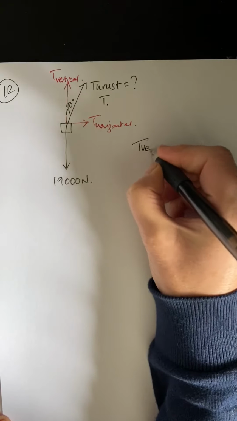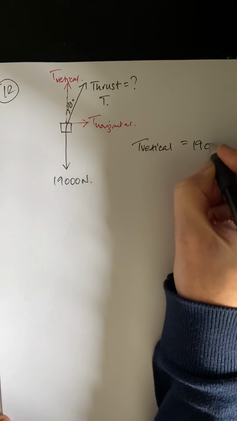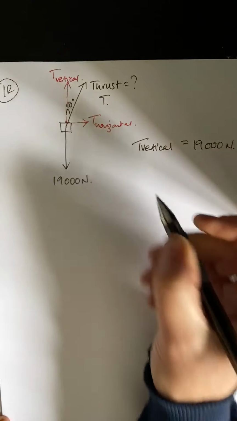So we know, let's write that down as well. We know that T vertical is equal to 19,000 newtons. Okay, that's important.